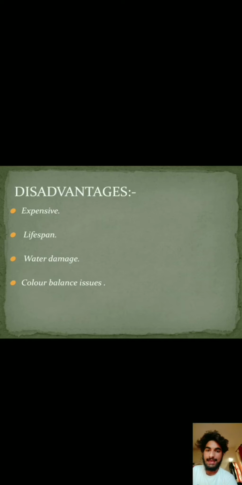Now we have the disadvantages. First one is expensive. Next is lifespan. The lifespan may be shorter. Water damage, that is, it is not waterproof. Next is color balance issues.